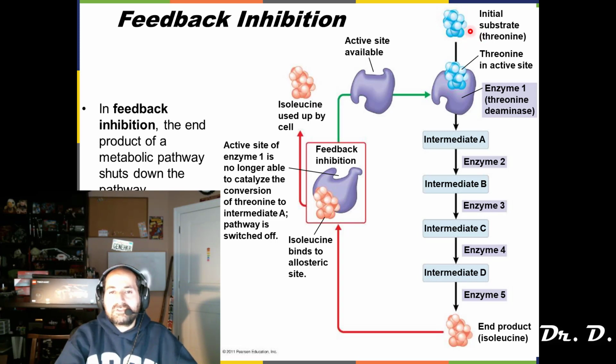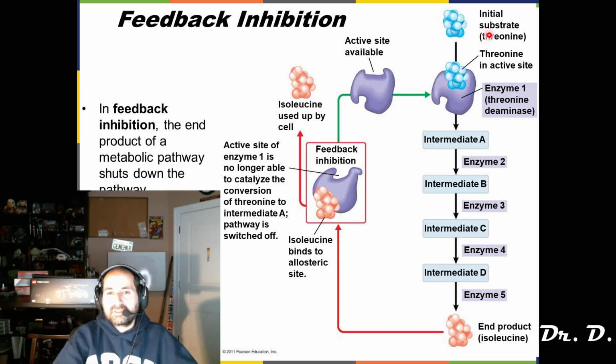In this picture, you're starting with a blue substrate, right? And they picked the substrate threonine. They could have picked 1,000 different examples. Okay, don't get bogged down with threonine. Like, I think I have to memorize threonine. They picked threonine because it's an example of a feedback inhibition mechanism.